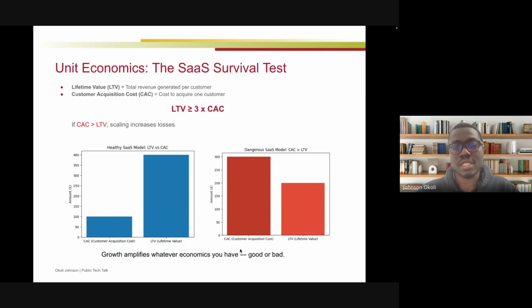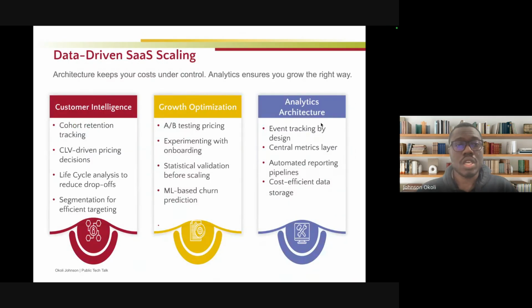So growth amplifies economics, whether good or bad. It affects the scalability ratio. And we have this part here that has to do with data-driven scaling. So in all you do, you want to use data to be able to make decisions. You should not just make a decision without having insight on what is happening or what your system is actually talking about. So we have three sections here categorized under customer intelligence, growth optimization, then analytics architecture.